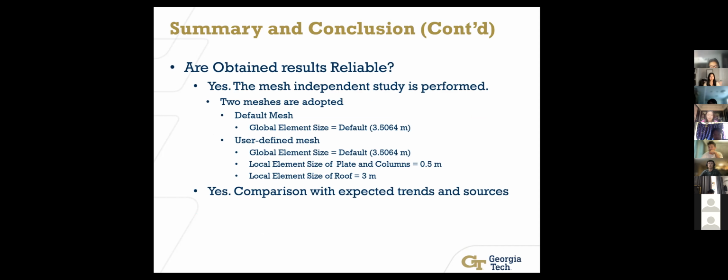And to test if these results were reliable, we used a mesh independence study by first using the default mesh with an element size of about 3.5 meters. Then we refined the mesh for the columns and the plate to around 0.5 meters, and the size of the roof to 3 meters, and we compared these results with the previous results, and the values were nearly the same, which shows that the result is mesh independent. And we also compared with other research papers and trends that show the same pattern. For example, another research paper on seismic activity in the Parthenon also states that there's a stronger deformation in the columns.